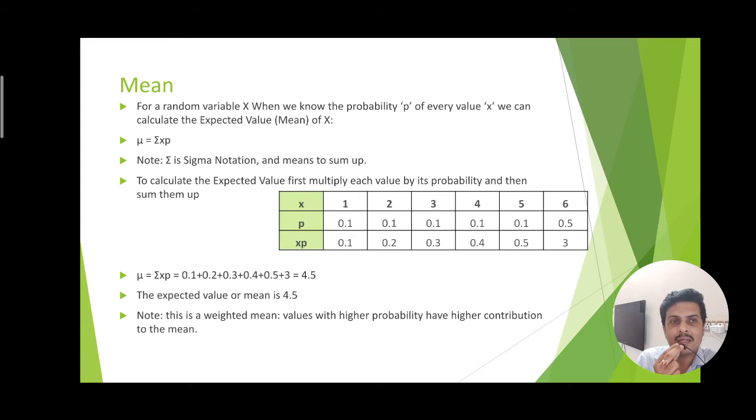Now, a random variable is a numerical number which is found from a function associated with each of the outcomes of a random experiment. So here the statistical mean is a weighted mean. The values with higher probability have higher contribution to the mean.